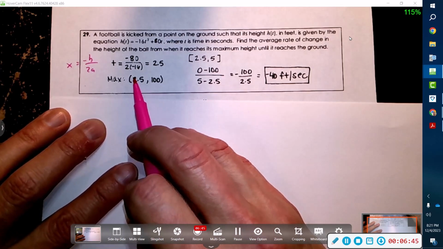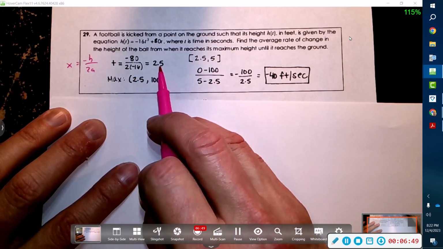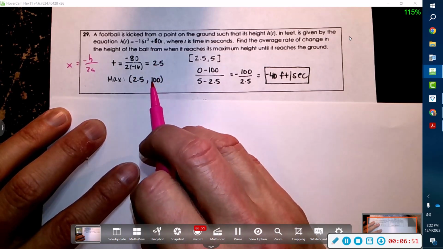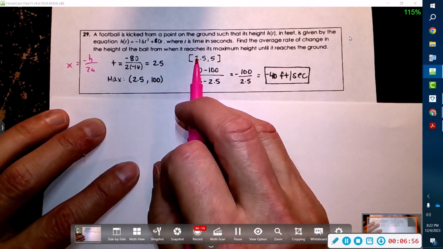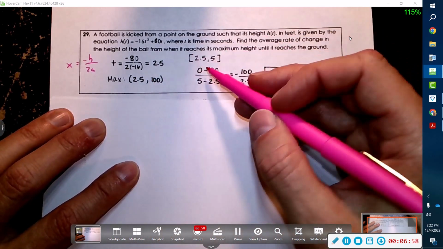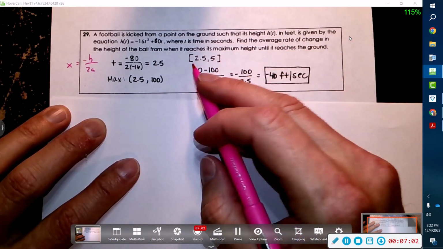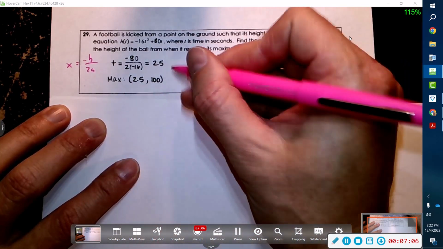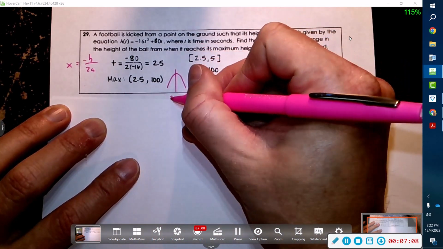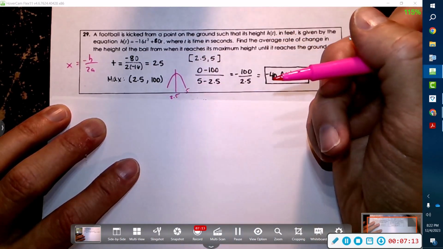Until it hits its maximum, and how high are you? Well, take the 2.5 that you get here, plug it in, and you'll get 100. So now when you start at the max to the ground, how long did it take to reach the ground? Well, if your max is at 2.5, double that. If your max is 2.5, then it took 5 seconds for you to reach the ground using the symmetry of the quadratic.